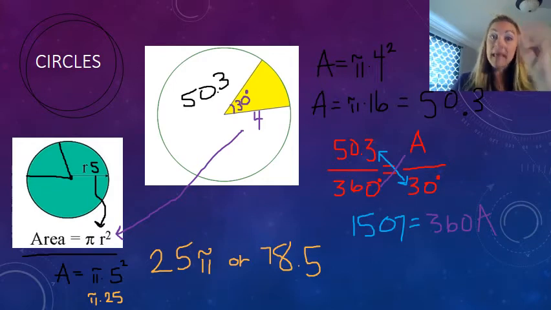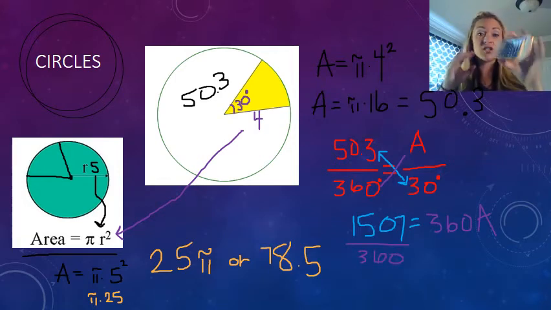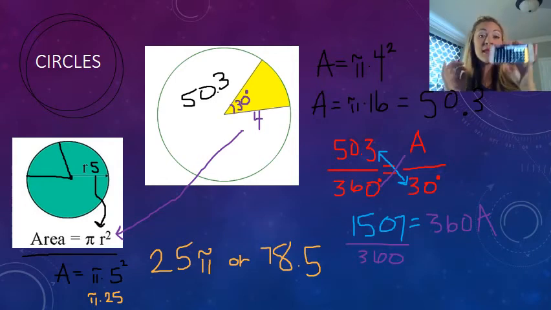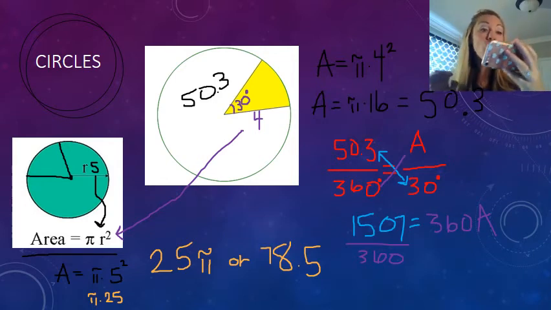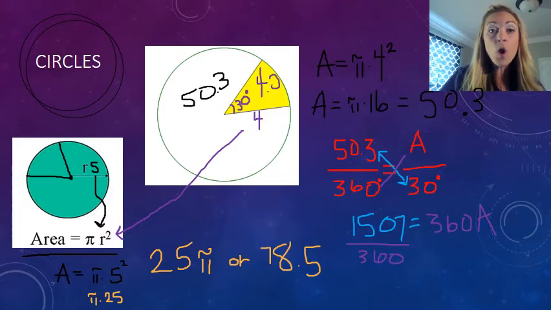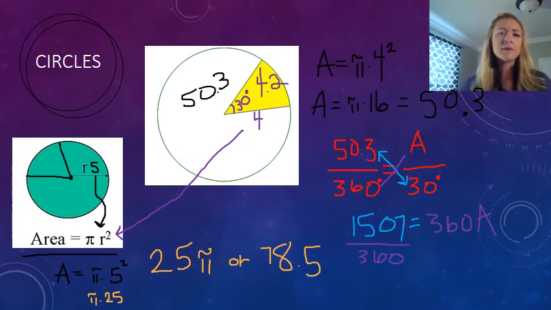But we're trying to get A by itself. So then we would divide by 360. So I'm just going to keep that answer and divide by 360. And I'm getting an area of 4.18. So I'm going to round to 4.2. So if the whole circle had an area of 50, the little yellow portion would have an area of 4. And that does sound about right.